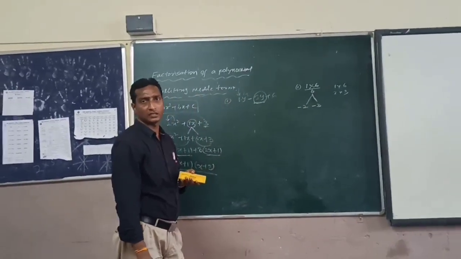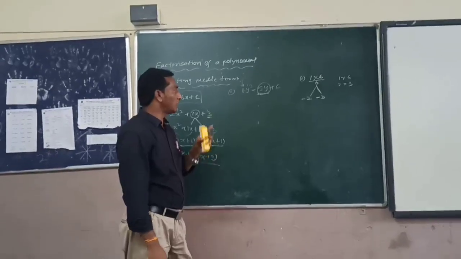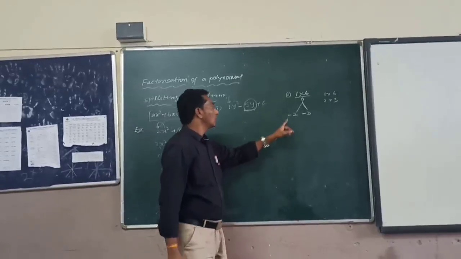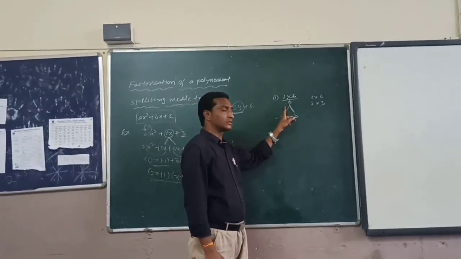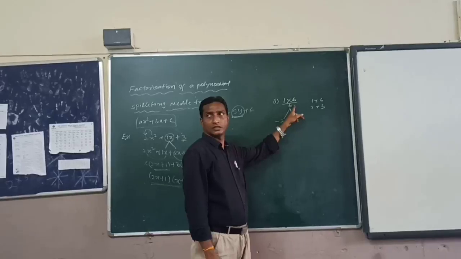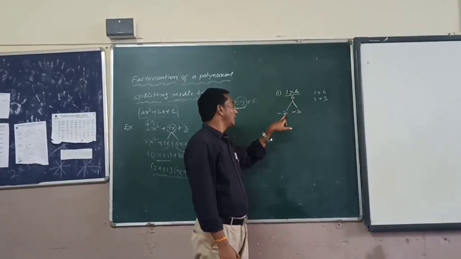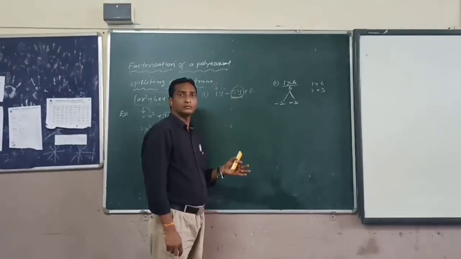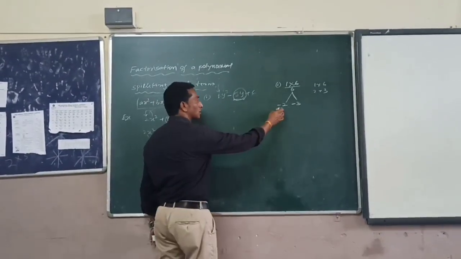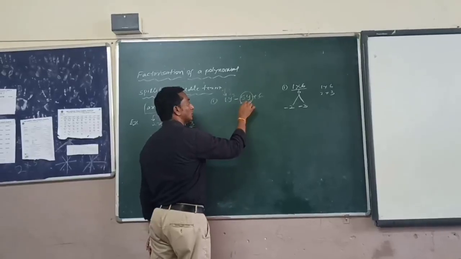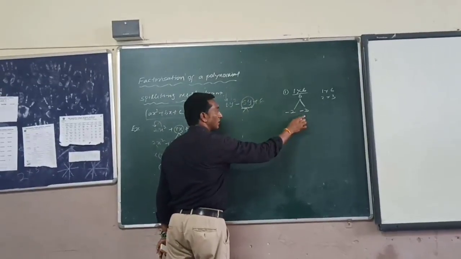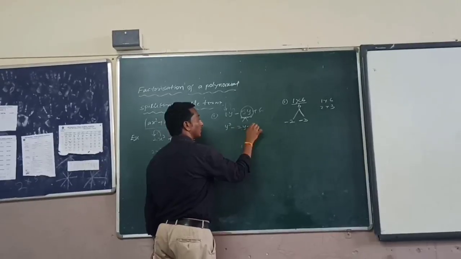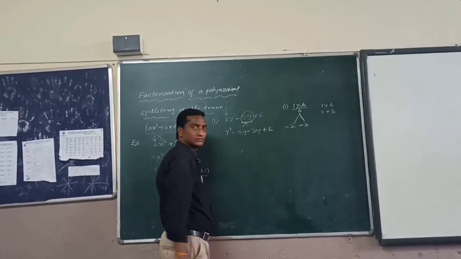Minus 2, minus 3. The sum and product should satisfy both conditions. One is the product: minus into minus is plus, 2 into 3 is 6. And the addition is minus 2, minus 3, which is minus 5. So this middle term is again divided into two parts: y square minus 2y minus 3y plus 6.